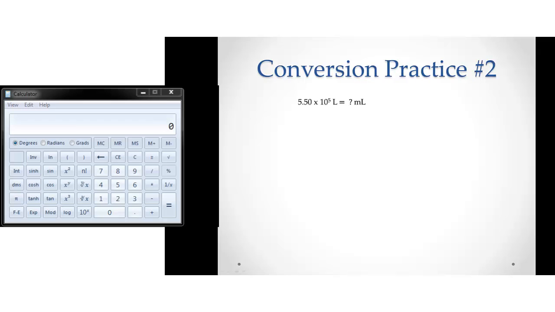The next conversion problem given has a volume measurement of 5.50 times 10 to the 5th liters, and we want to convert this measurement to milliliters. Again, we established our relationship between the two units. Liters and milliliters are both metric units, so there is no need to look for any English to metric conversion. All metric conversions are based on powers of 10.